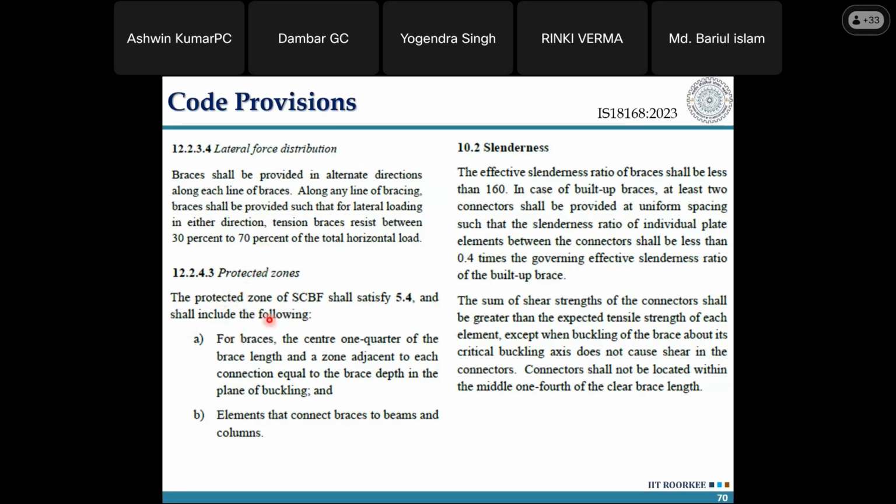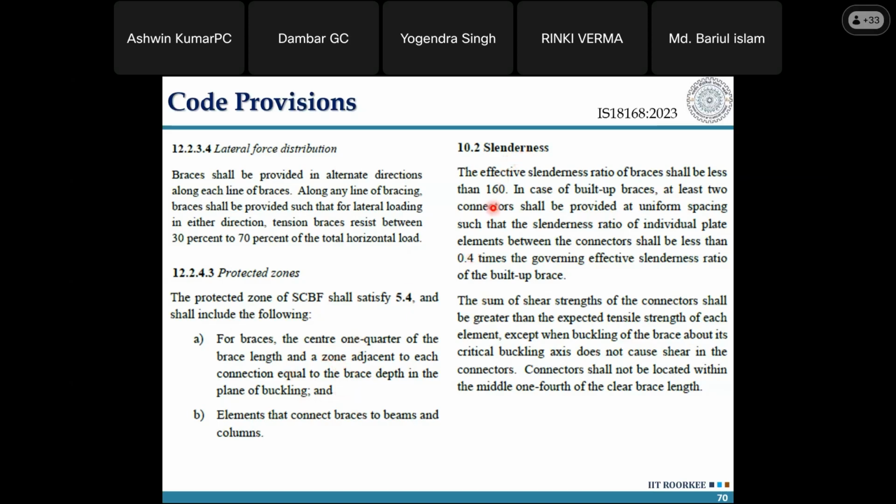Protected zone, yes. The protected zone is the braces, the main element: the center 1/4 of the brace length, and the zone adjacent to each connection of the brace depth in the plane of buckling. I've seen some drawings where the brace element is made with built-up channel sections or angle sections, but they have used splice or lacing elements very randomly, such that cables can go through that brace element. Such things happen even when the earthquake was governing. So I was saying you have to take care in terms of the protected zone.